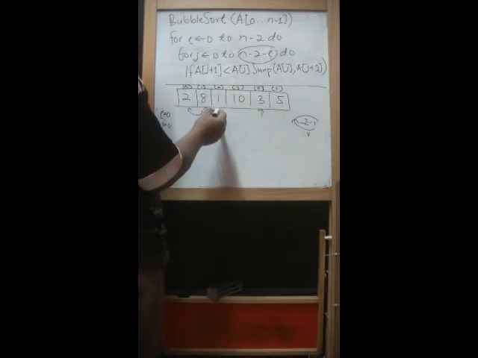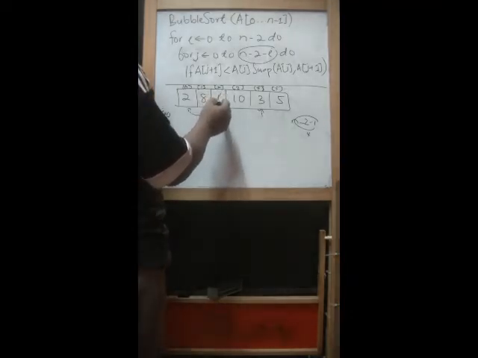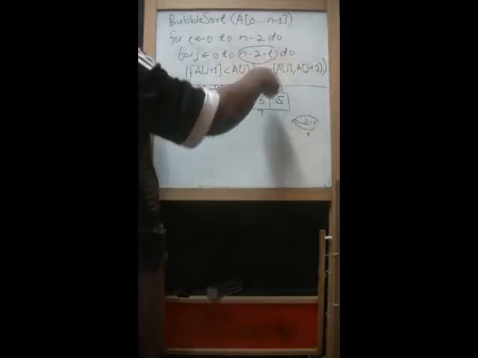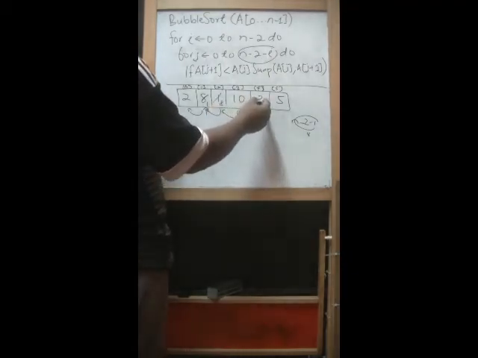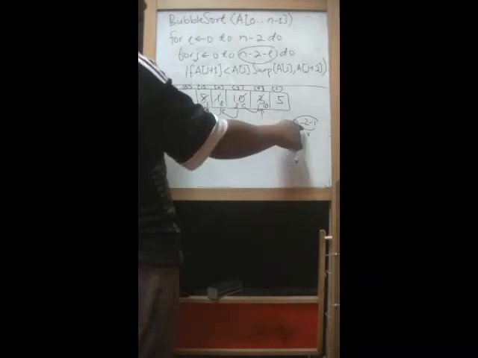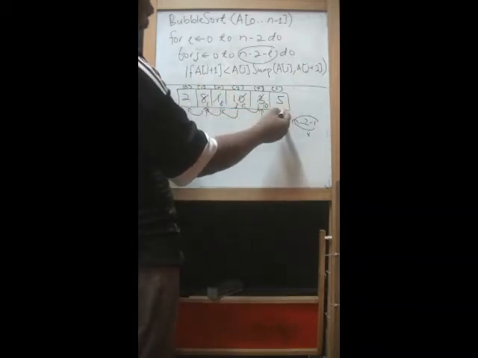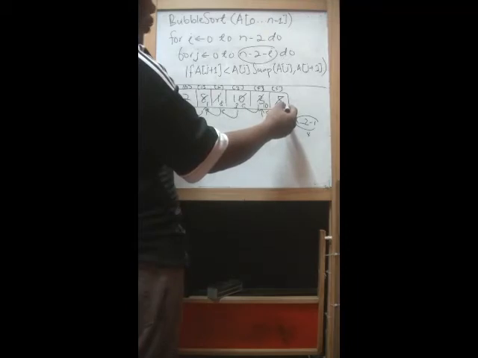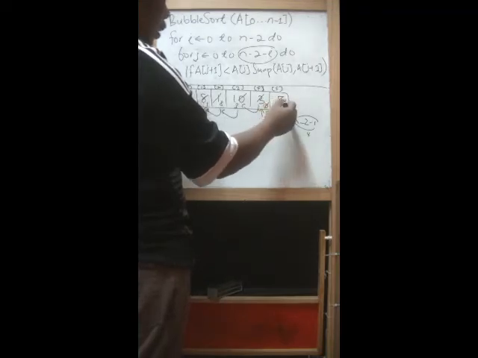Next, 1 compared to 8 is true, so we swap. Next is here, 10 and 8 is false, 3 and 10 is actually true, and we swap 10 and 3. And finally, even though we stop here, the last j is 4, and j plus 1 is still 5. Compare here, 5 and 10, which is true, and swap. So 5 goes here and 10 goes there.